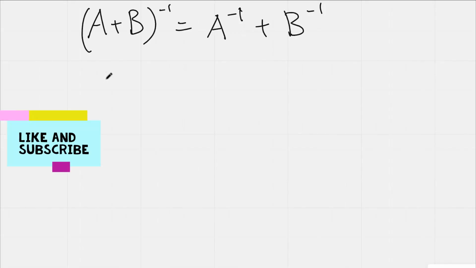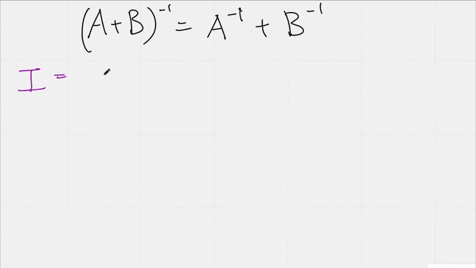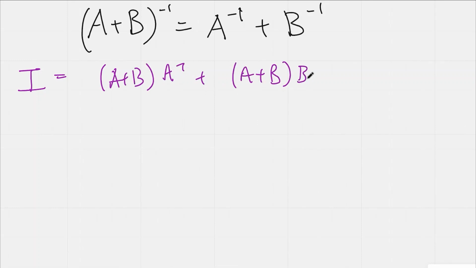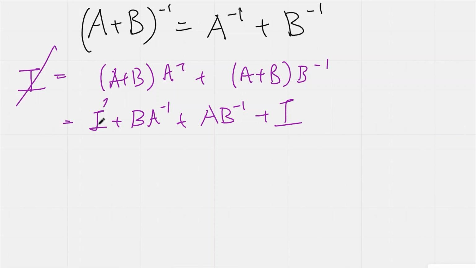Okay, so I'm going to start by doing perhaps the most intuitive thing, and that is just multiply both sides by A plus B. On the left, that just gives me I, and on the right hand side, I get A plus B times A inverse plus A plus B times B inverse. If I expand and simplify, A times A inverse is just I, plus B A inverse, plus A times B inverse, plus B B inverse, which again is another I. So this I cancels with one of the I's here, so we get this thing here just equals 0.